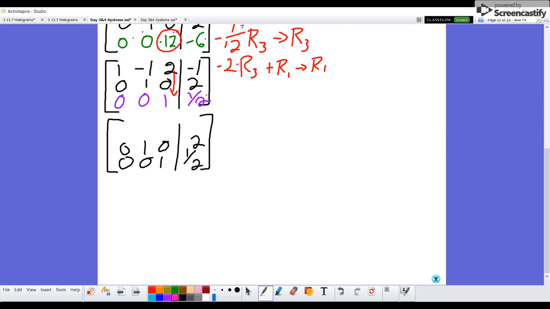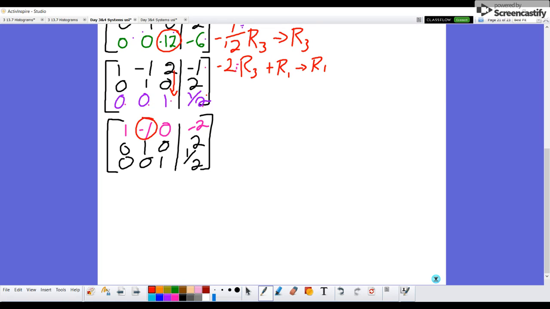So -2 times 0, that's 0 plus 1, that's 1. Then -2 times 0, that's 0, so nothing happens. -2 times 1, that's -2 plus 2, that's 0. -2 times a half, that's -1, plus another -1 is -2. Cool, that checks out. Now let's fix this.